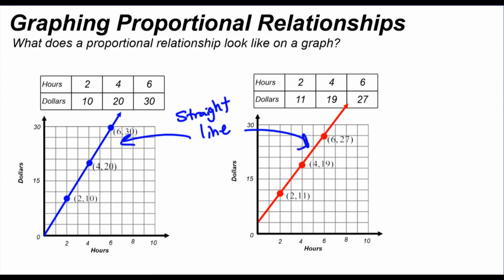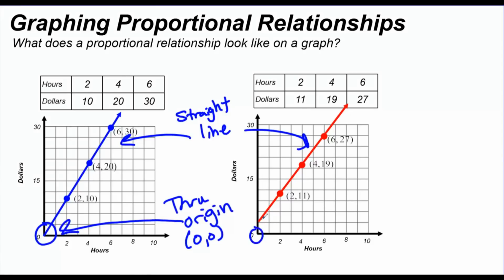Now, you might not notice, but if you look carefully, the one on the left passes through the origin, through 0, 0. And the one on the right does not. Not through the origin. So that's something that makes a proportional relationship unique, is it does pass through the origin and it's also a straight line.